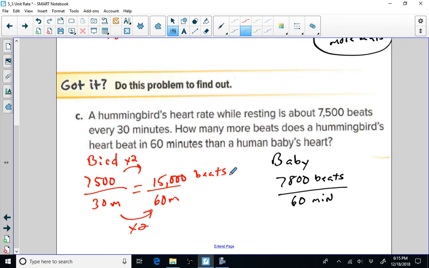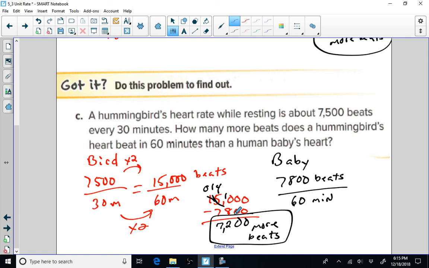We need the difference of 15,000 and 7,800. So we subtract 15,000 minus 7,800. That's going to be 0, 0, borrow, rename, that's 2, borrow, rename, so 7,200 more beats for the hummingbird's heart than a baby.